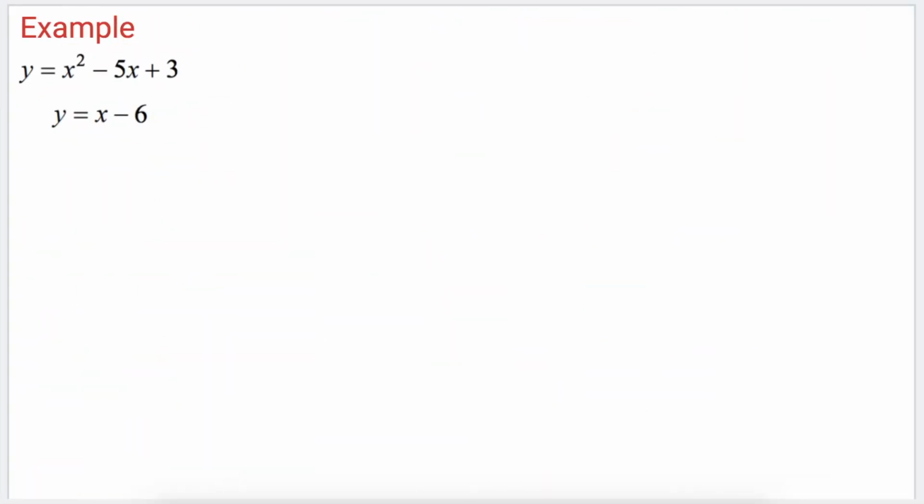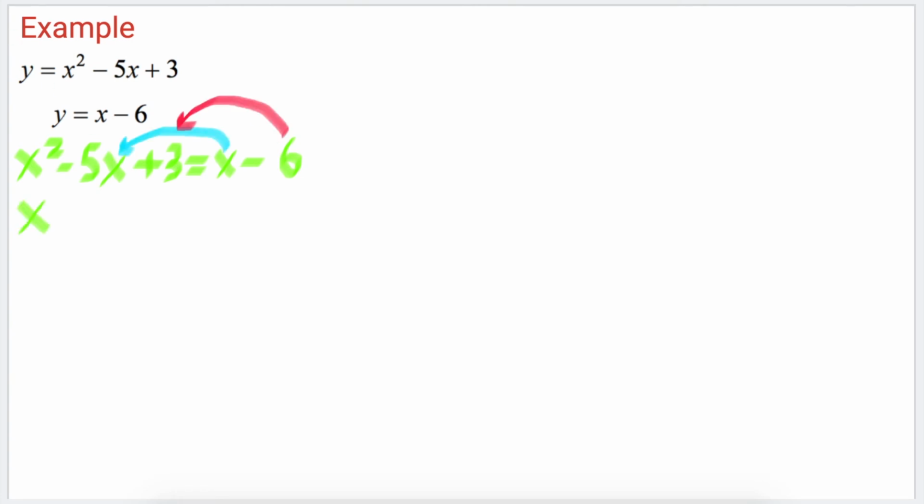So here's the final example we're going to look at. We've got our quadratic equation y equals x squared minus 5x plus 3 and our linear equation y equals x minus 6. Both of the equations are set equal to y, so that means we can set both of them equal to each other. So we're going to start off with x squared minus 5x plus 3 is equal to x minus 6. And now we need to move the x over to the left side, and we also need to move the 6 over to the left side.